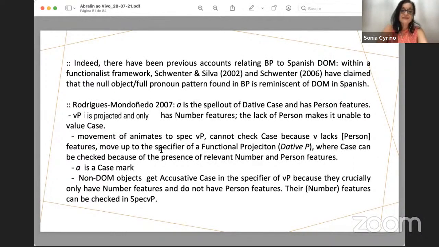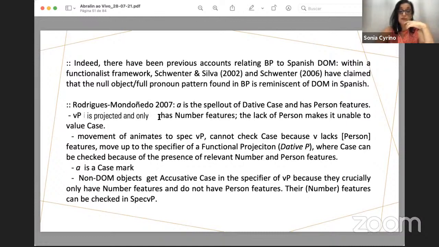Indeed, there have been some observations and accounts relating to that, by Schwenter and Silva, and Schwenter 2006, in a functionalist framework. They have claimed that this opposition, null object versus pronoun, is reminiscent of DOM in Brazilian Portuguese, just like it happens in Spanish. And Rodrigues Mondoñedo 2007 proposes that "a" is the spell-out of dative case and has person features.